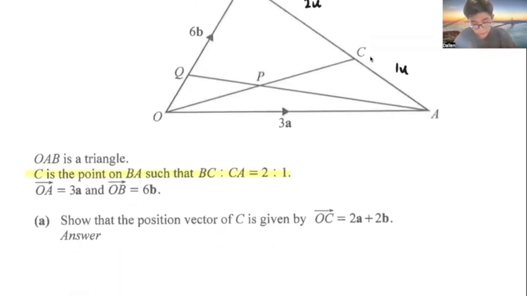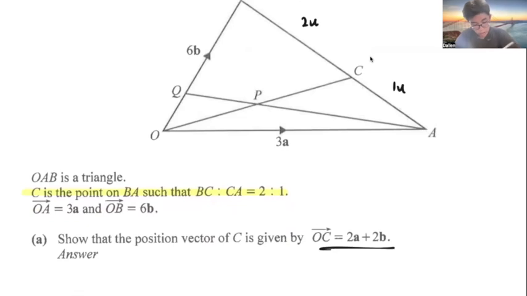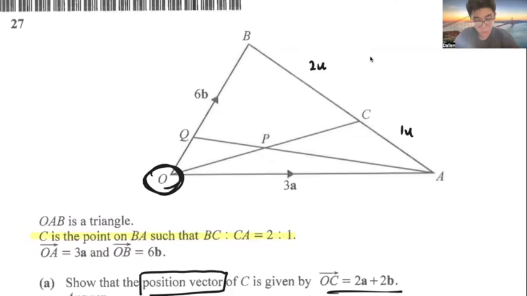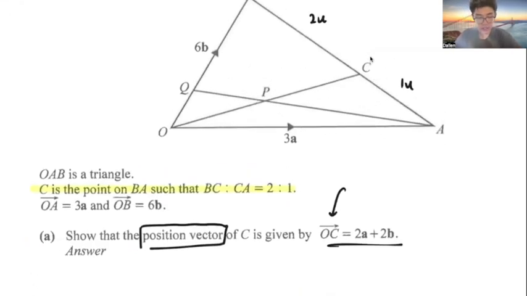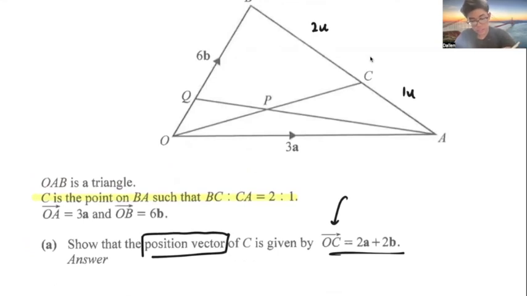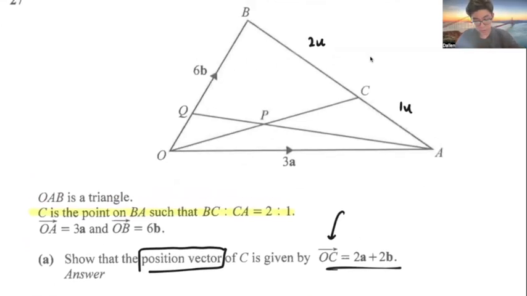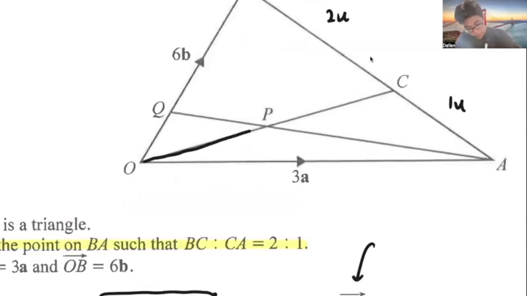Show that the position vector of C is given by this. Remember the position vector is basically the vector from the point to the origin, usually denoted O. They really tell you this is the position vector, but let's say they don't, just remember the position vector is from the point to the origin. For example, the position vector of A is this. So we're interested in the vector OC, right?